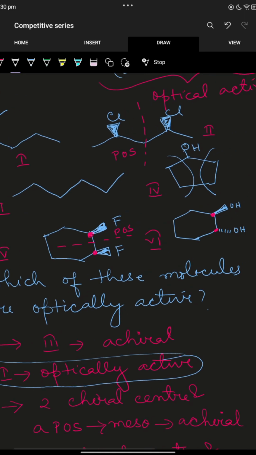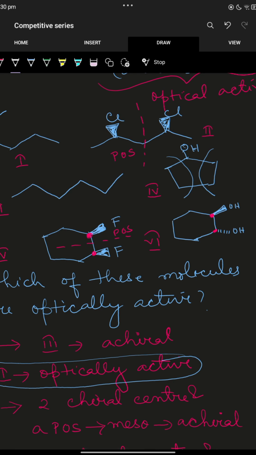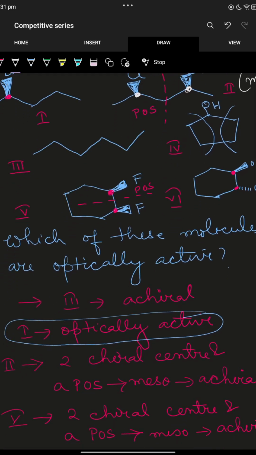What about compound 2? In compound 2, you are seeing it has 2 chiral centers. Fine, these are the 2 chiral centers. But there is a plane of symmetry, because on both sides of this plane, the molecule is identical. So, this one is a meso compound. And the molecule itself is achiral and it will not rotate the plane polarized light. It will be optically inactive.